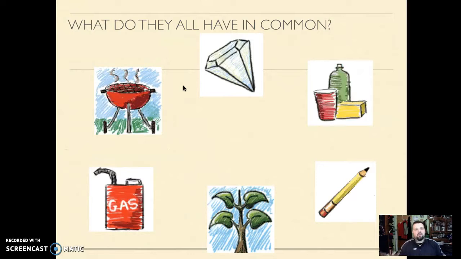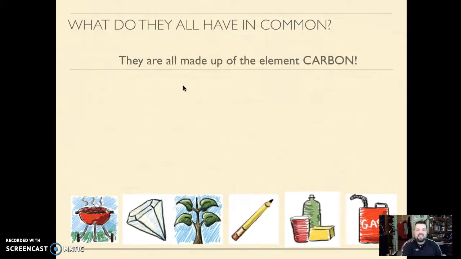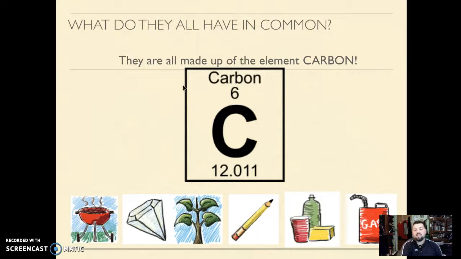What do these all have in common? Take a look. Gasoline, plants, barbecue pits, diamonds, plastic, pencil. If you haven't gotten the idea yet, yes, they all have carbon. The element of carbon is number 6. Its mass is 12.011. It has the symbol of C on the periodic table. Remember from 6th grade when we were studying the periodic table, all those beautiful elements on that beautiful table? Carbon is one of them.